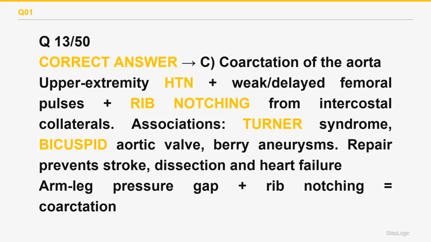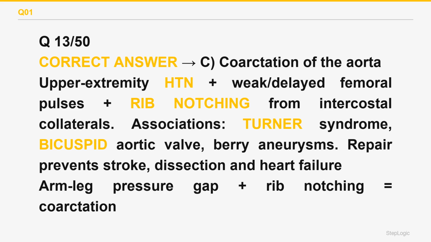Two associations should be reflexive. Coarctation is the classic cardiovascular lesion of Turner syndrome, and it accompanies a bicuspid aortic valve in a large minority of cases, which is why these patients also need surveillance for aortic dilation and early valve degeneration.